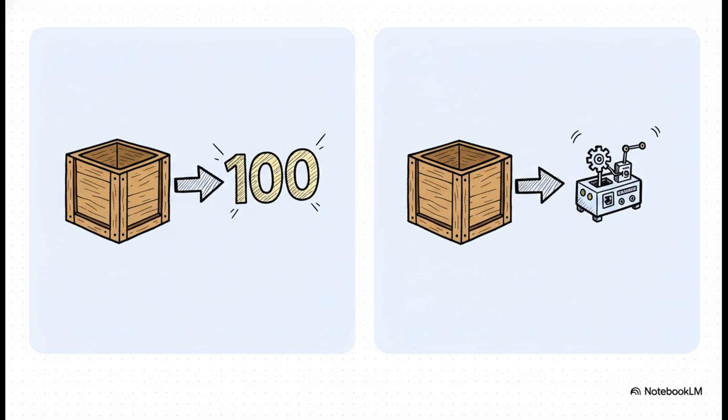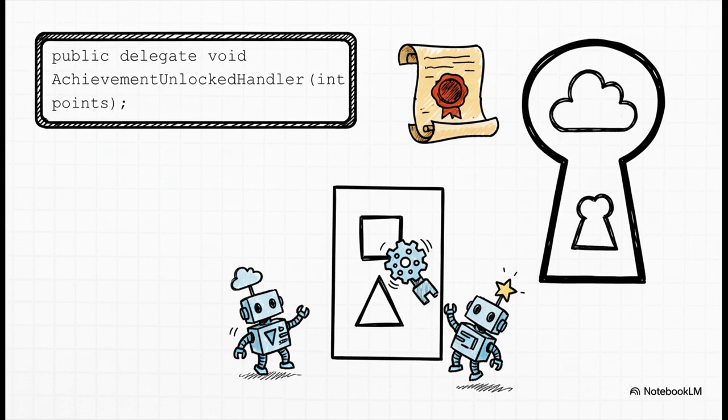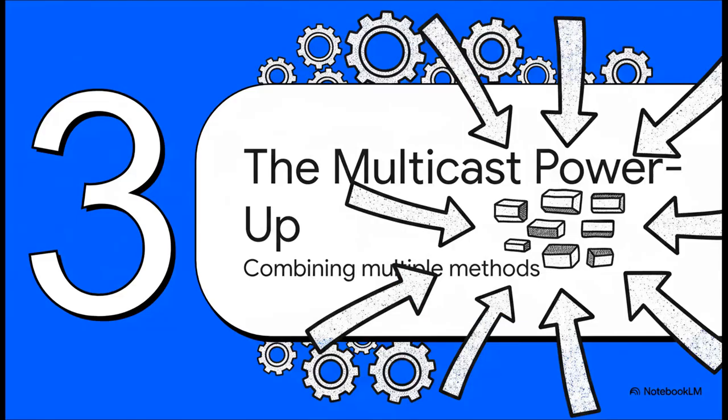That's the key idea. Okay, so how do you actually make one of these things? You just use the delegate keyword, and then you define the signature. That's the shape of the methods it's allowed to hold. So, for our example, this achievement unlocked handler can only hold methods that take one integer and return nothing, void. It's like a contract, a rule that any function assigned to it has to follow. But here's where it gets really cool. The true magic of delegates isn't just that they can hold one method, it's that they can hold many methods, all at the same time.